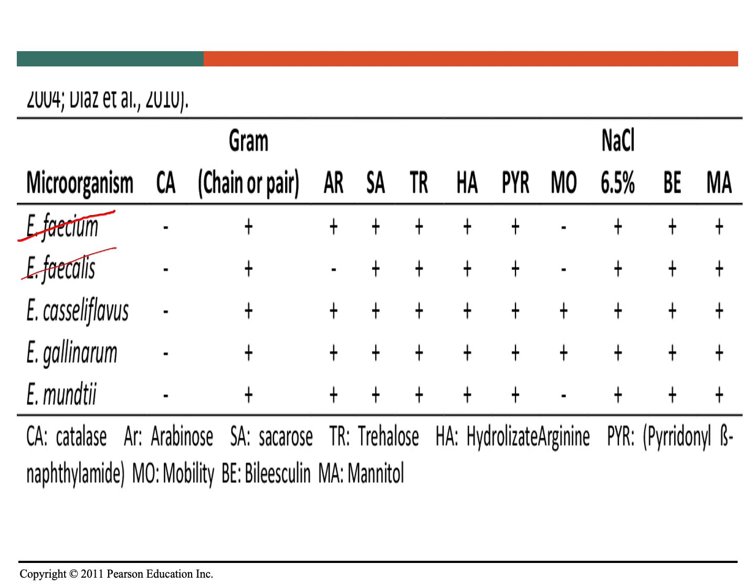We differentiate them using sugar fermentation. You have arabinose, sucrose, trehalose, and hydrolysate arginine. These are not sugars anymore. So, these are our sugar fermentation tests. How do we differentiate them? Enterococcus faecalis does not ferment arabinose sugar. If the organism ferments all three sugars, you think of Enterococcus faecium. Again, to differentiate the two, Enterococcus faecalis does not ferment arabinose, while Enterococcus faecium ferments arabinose.